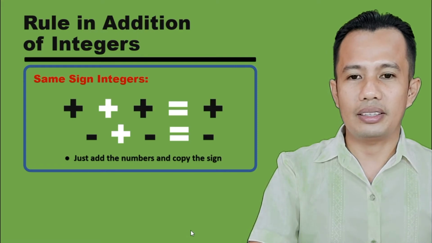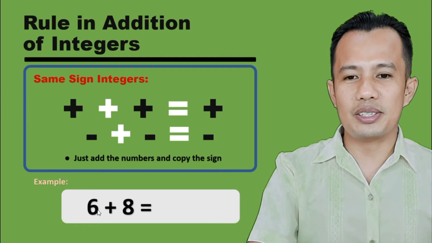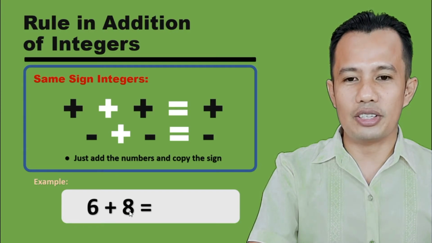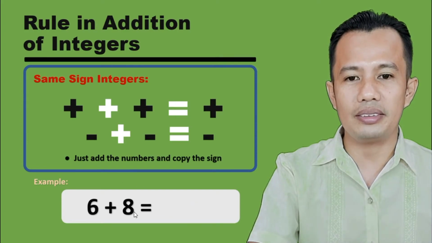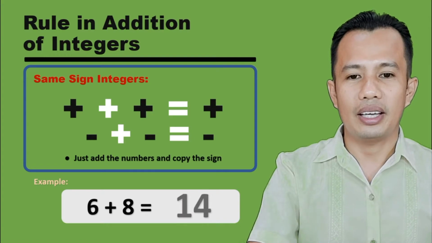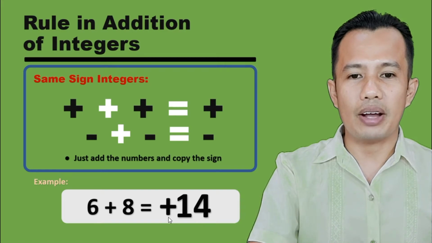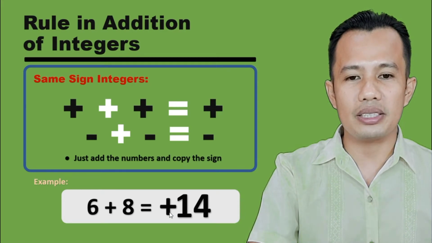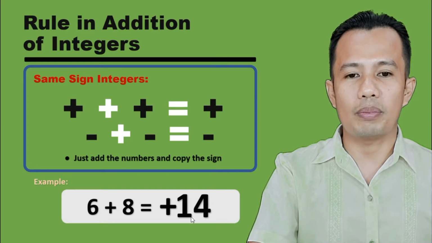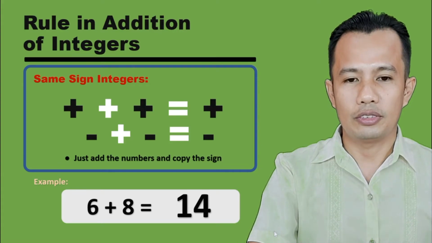How about this example here? Simple arithmetic, right? 6 plus 8, two positive integers. The first step is just to add the numbers. 6 plus 8 is 14. And the sign is positive. But remember, if our number is positive, it is not necessary anymore to write positive in front of a positive number. So it is simply 14.